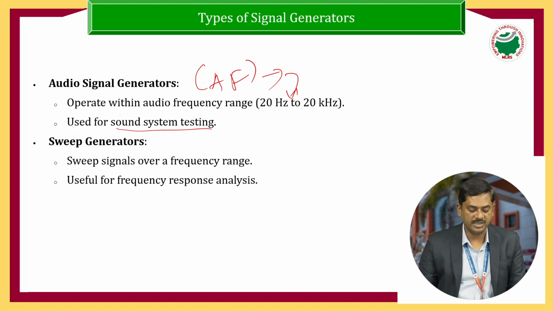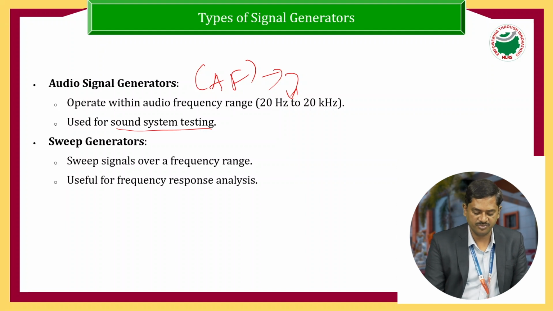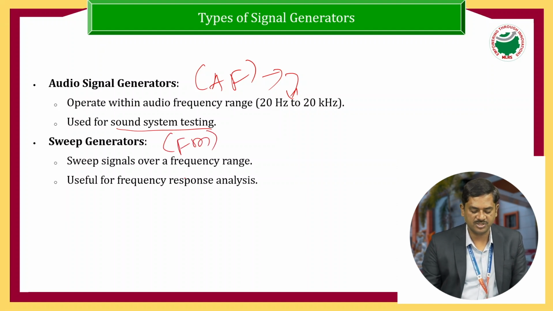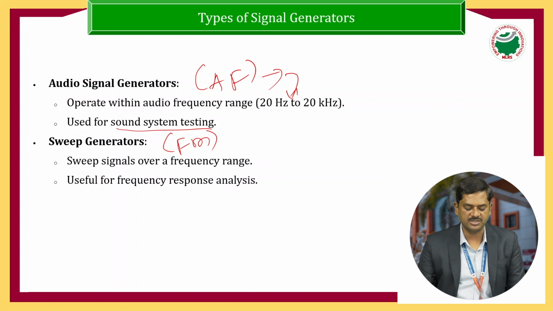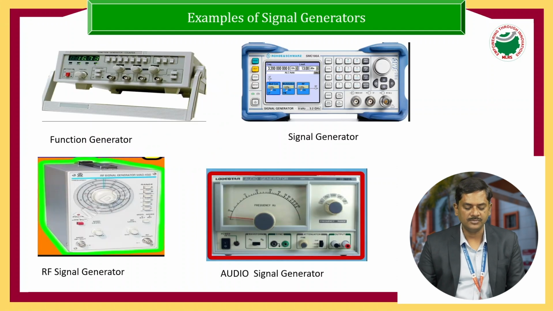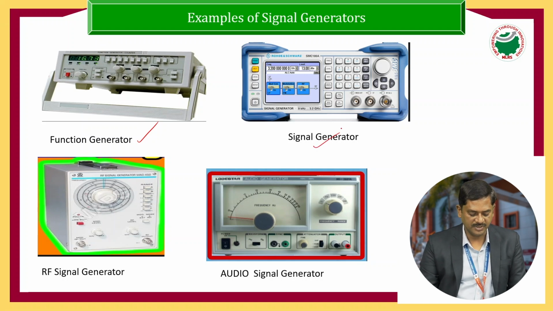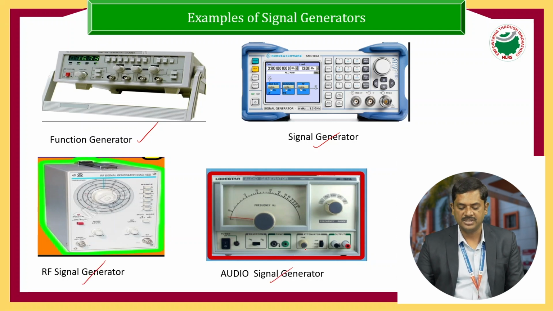Apart from this, we also have sweep generators. Sweep generators are nothing but FM, frequency modulation. They sweep over a particular frequency range and are used for frequency response analysis. Here we can see a few instruments and how they look. This is the latest model of a function generator with a digital display. This is one model of a signal generator, and this is another model of an RF signal generator and audio signal generator. These are a few examples of signal generators.